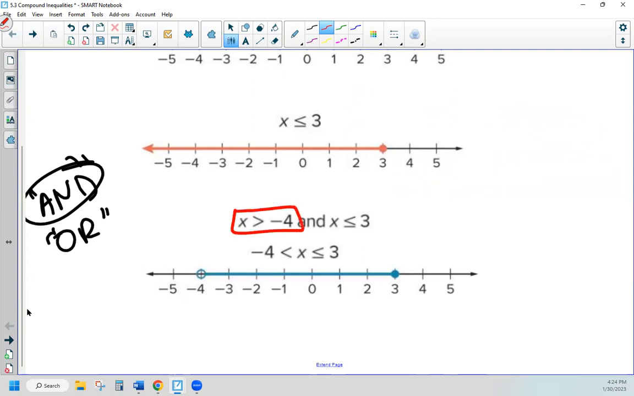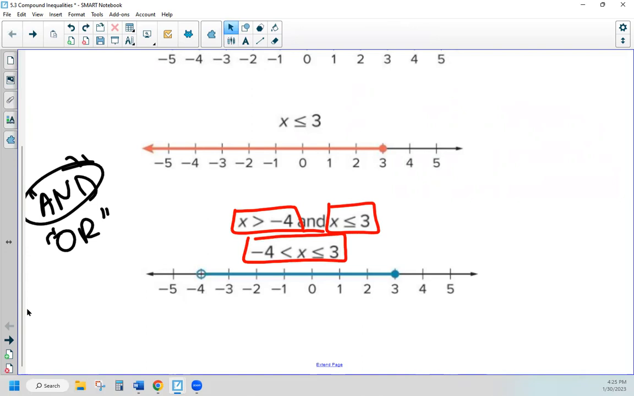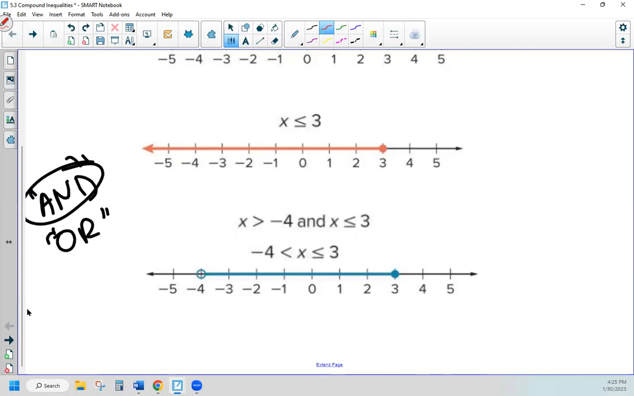We can either write it with the word and in the middle, or we can get rid of the and and put it all under the same inequality. Regardless, the way that we graph it is the same. It's very simple and self-explanatory. In this one, we have an open circle at -4 because of our inequality symbol, and it's saying everything greater than, which is why our shading is going towards the right.